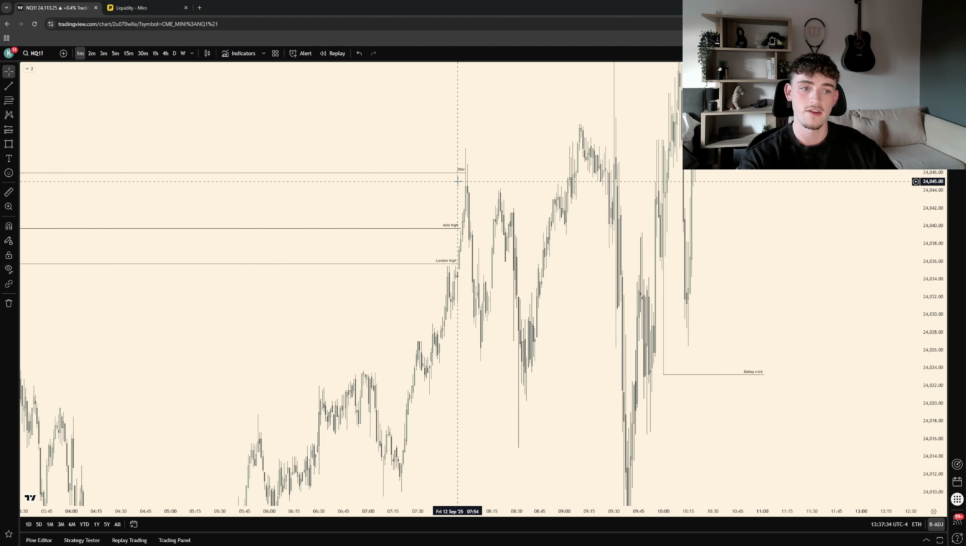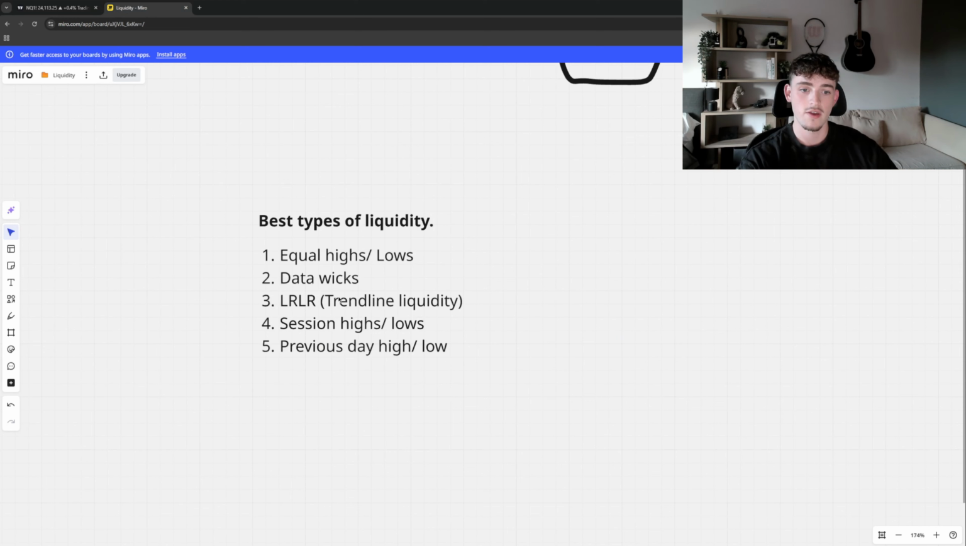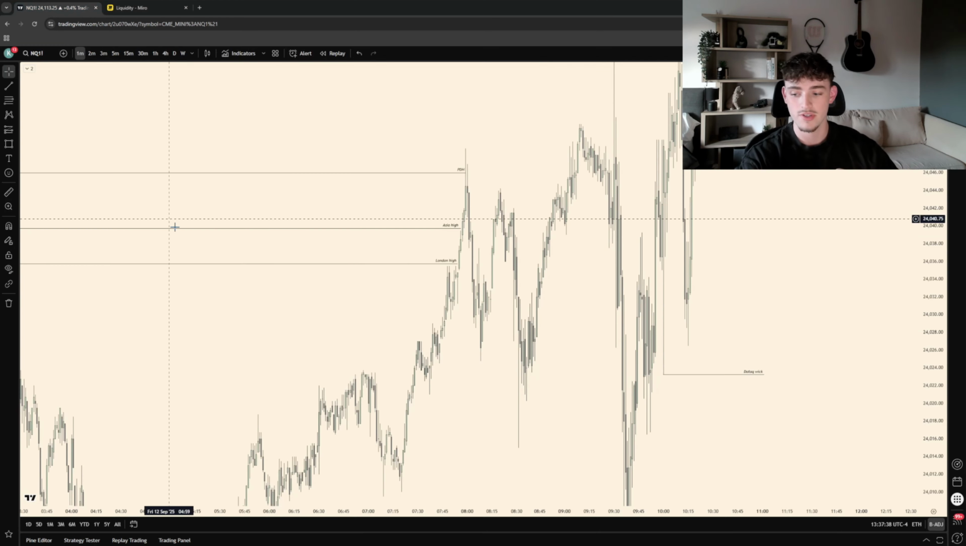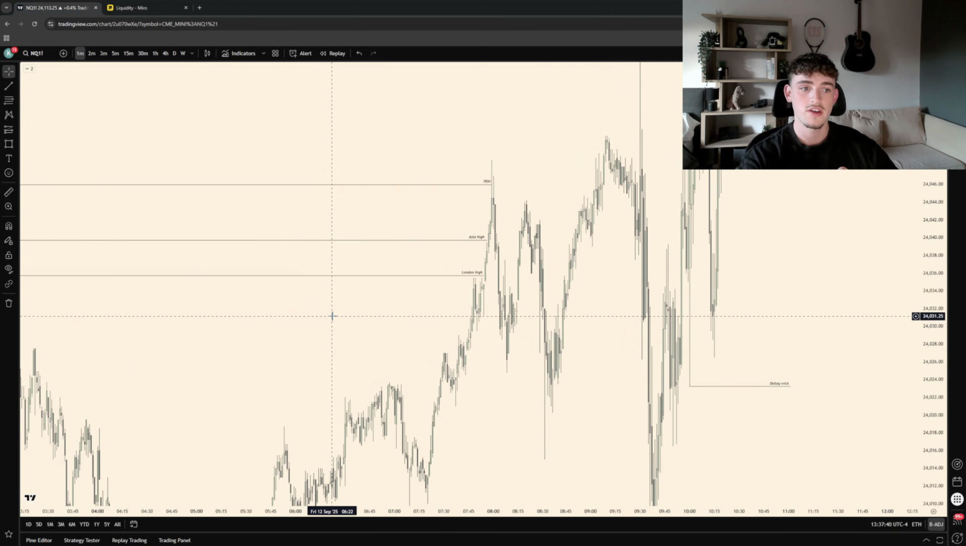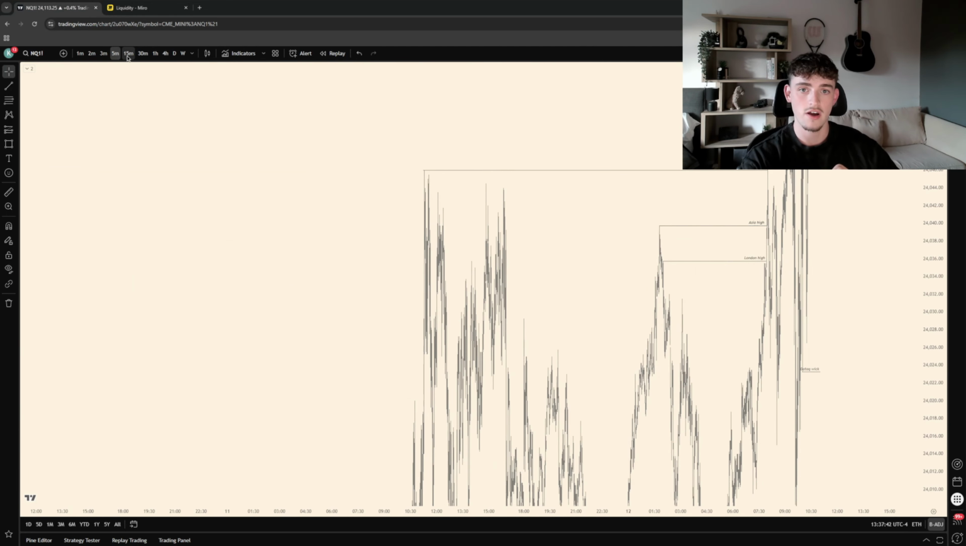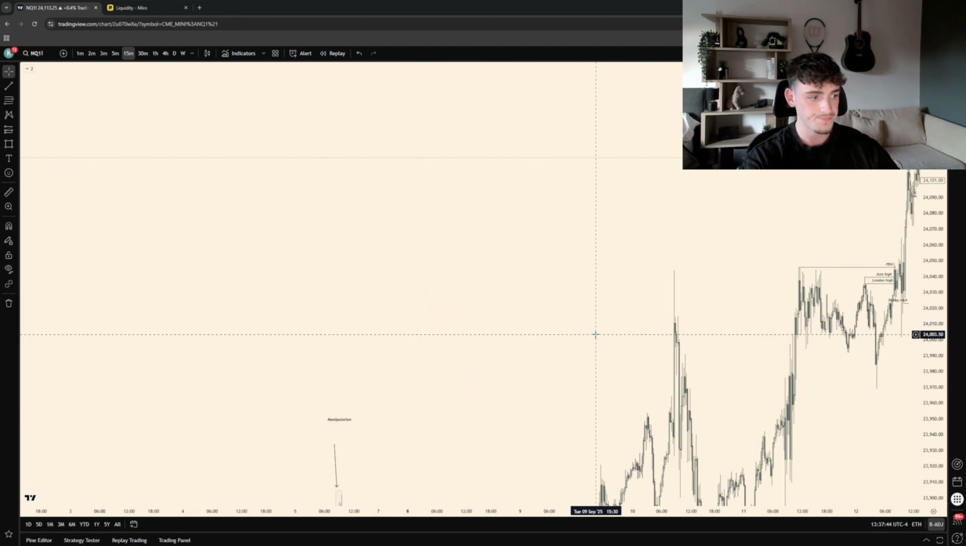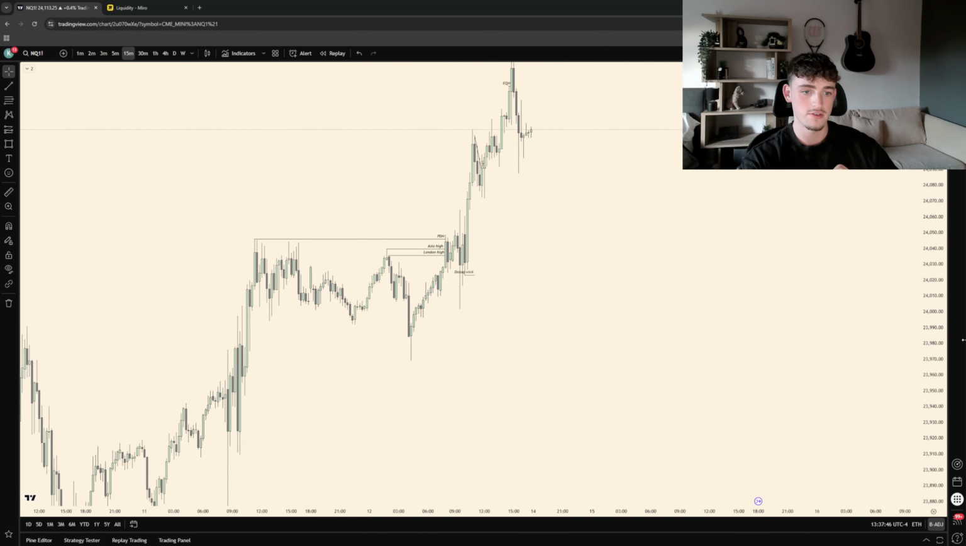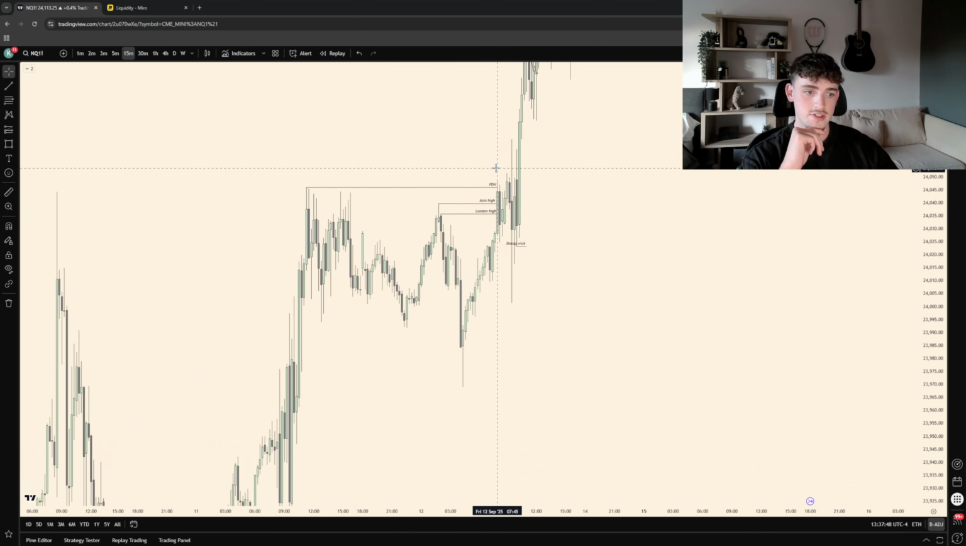And then onto the next one, we have previous day highs and lows. You can see we go to the high time frame, let's say 15 minute, and you scroll out. If we were, let's say, trading on Friday, you go back to Thursday's price action, and you would just find the highest point and the lowest point. So I believe the lowest point was here.